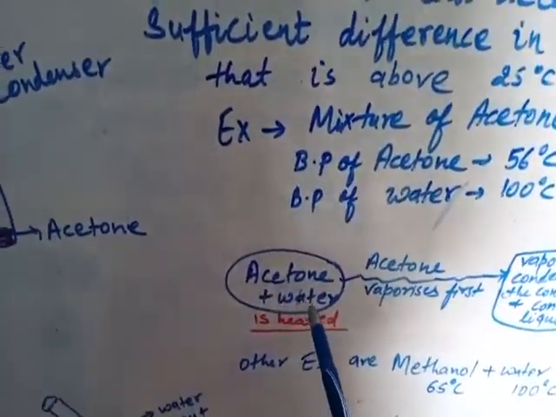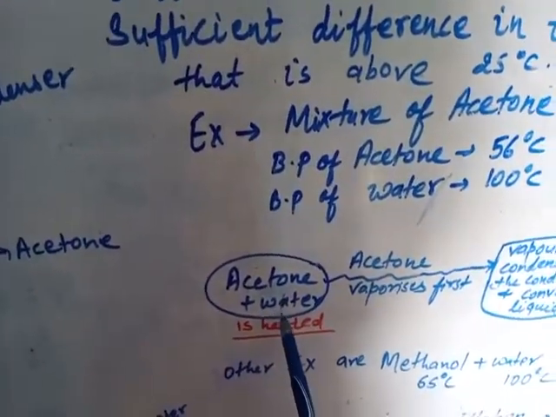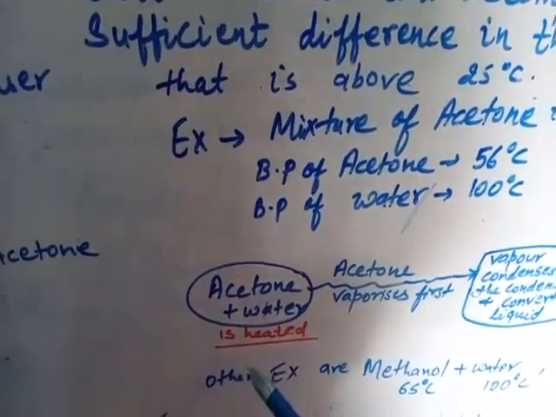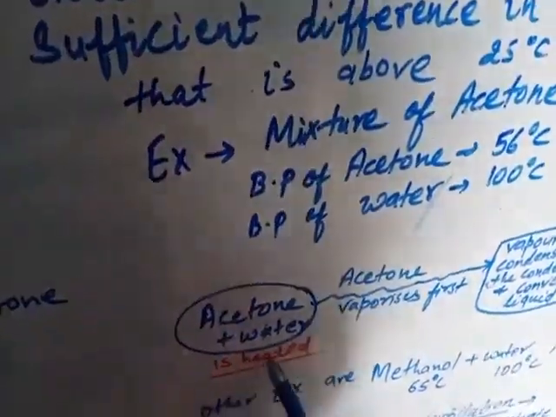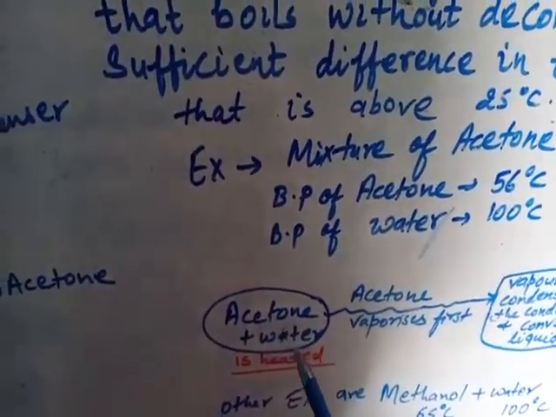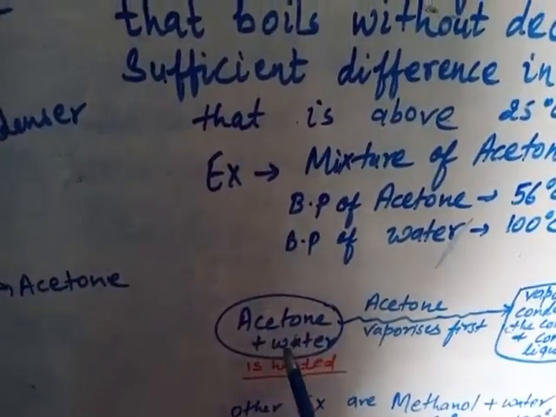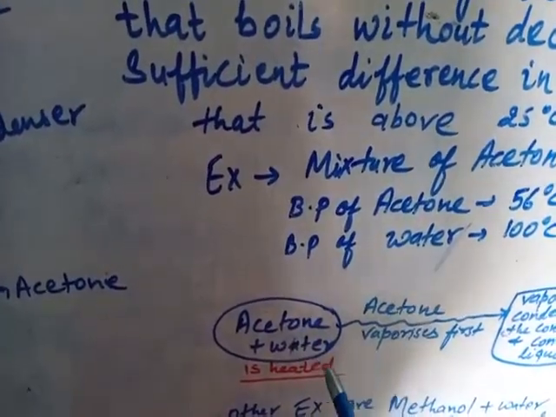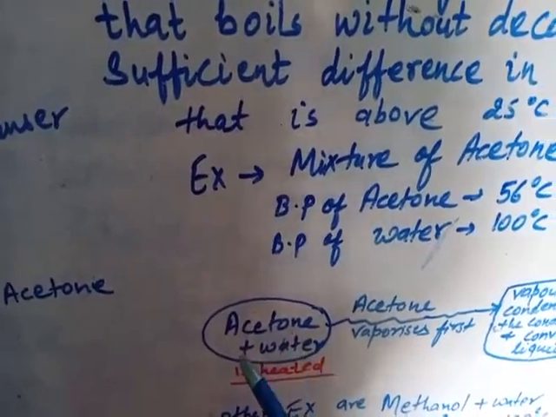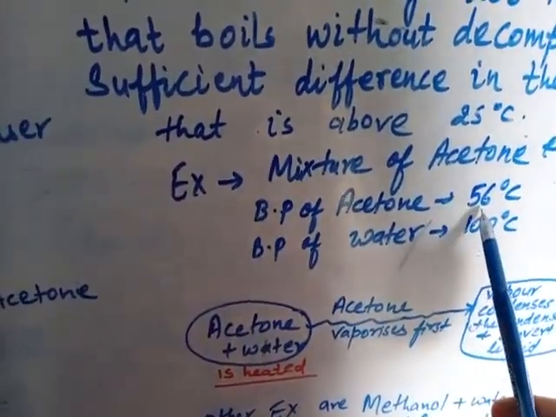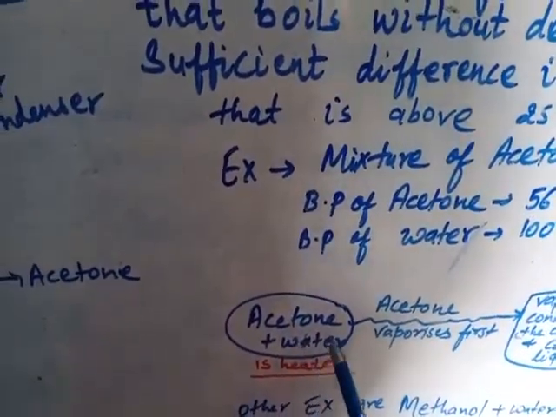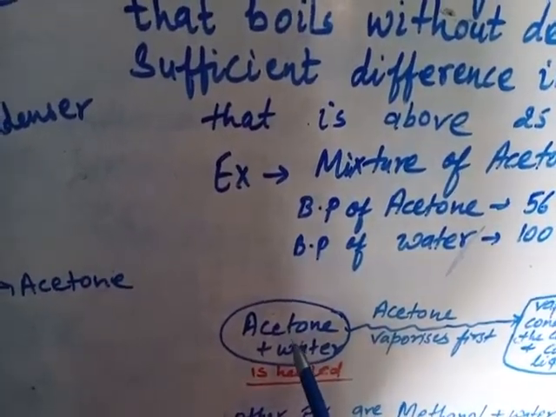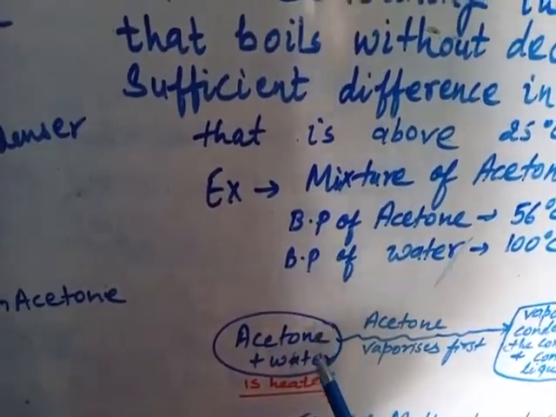So if we take a mixture of miscible liquids, that is acetone and water, and we start heating it up, then when the temperature comes to 56°C, all the acetone liquid starts boiling and vaporizing. Okay, as you know, the boiling point of acetone is 56°C. So acetone starts boiling first, and it starts vaporizing first.